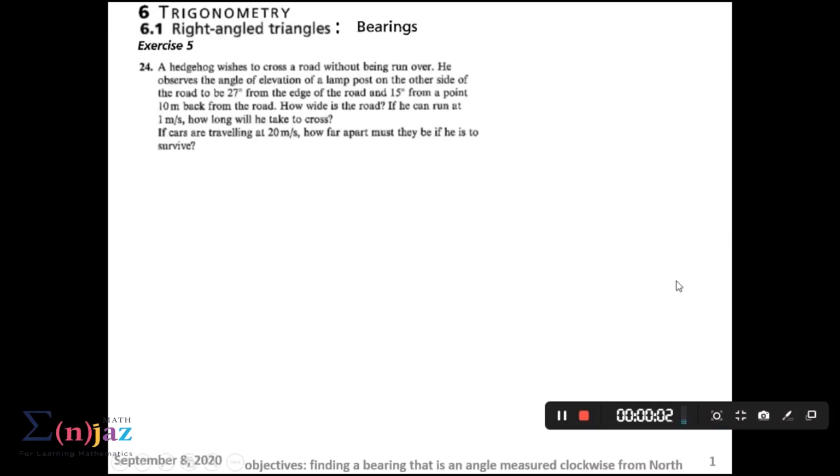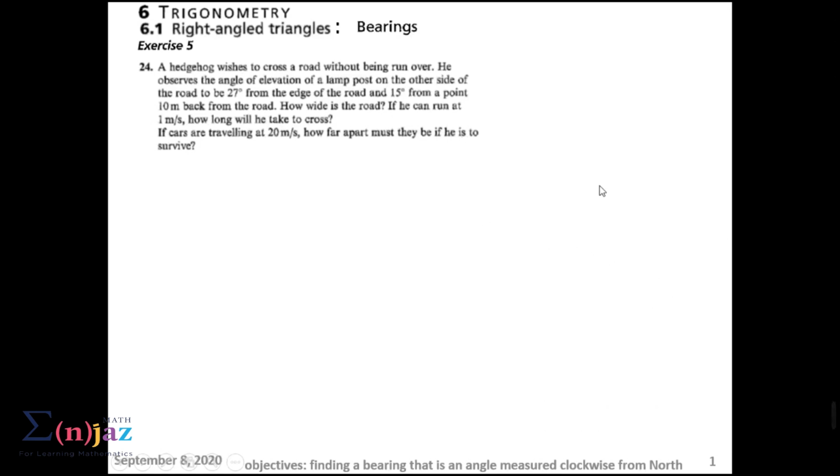Welcome back to learning multiple skills at solving word problems that involve sketching, placing the given numbers on your drawing, recognizing the triangles you have in your drawing, and applying the sine and cosine rule accordingly to find missing sides, missing angles, and sometimes the bearing.